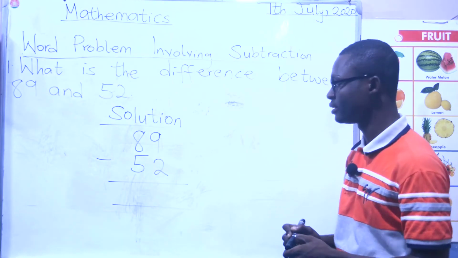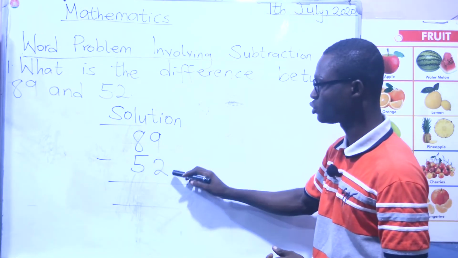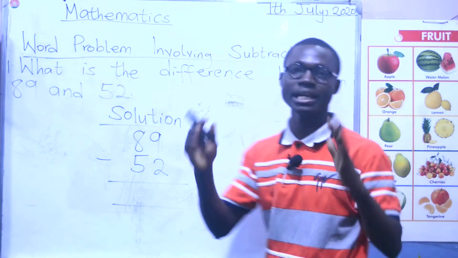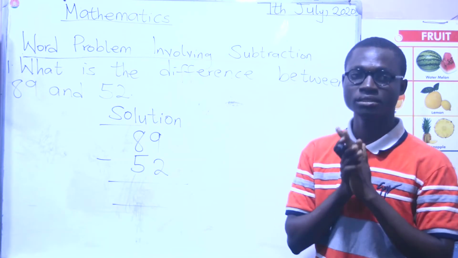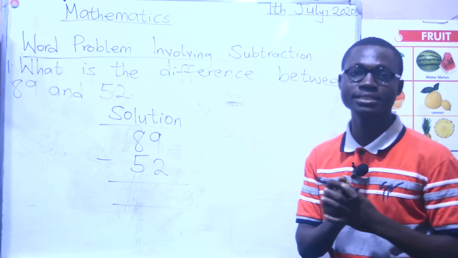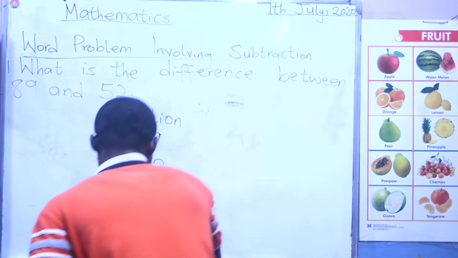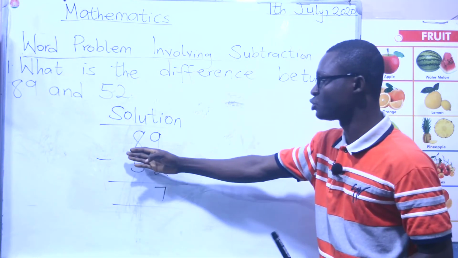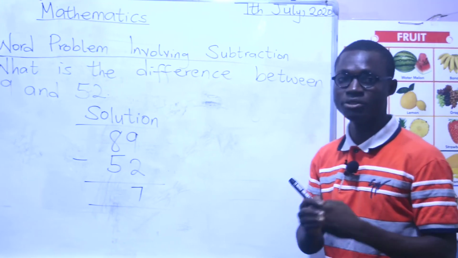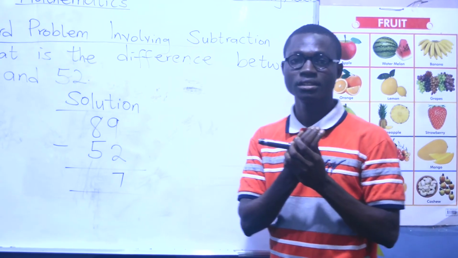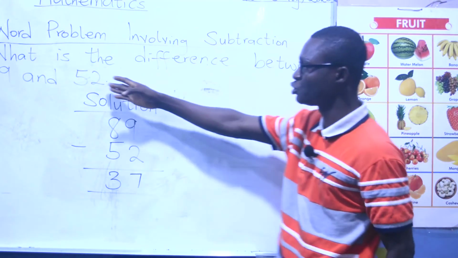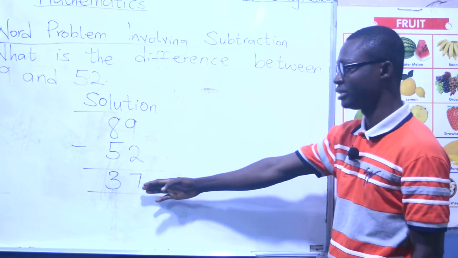What is the next again? So now here we have 9, 2. So it means that you are going to take 2 from 9. So let's all take our straws and count 9. Okay, so let's go. Are you done? What did you get? 7. Okay, then you write your 7 here. The next one, take 5 from 8. What did you get? Who can tell me the answer? 3. Okay, then you write your 3. So it means that when you take 52 from 89, the answer that you are going to get is 37.